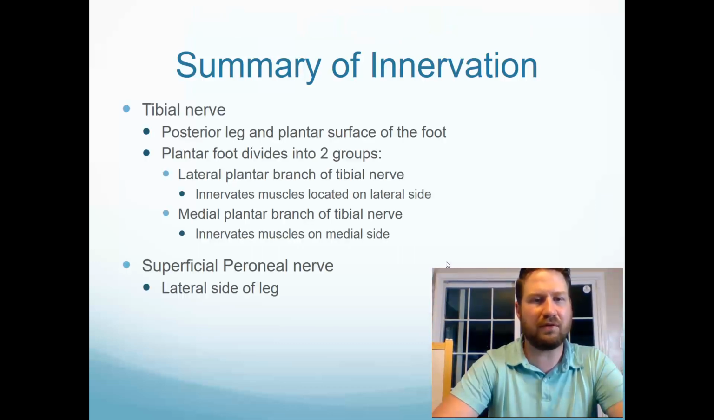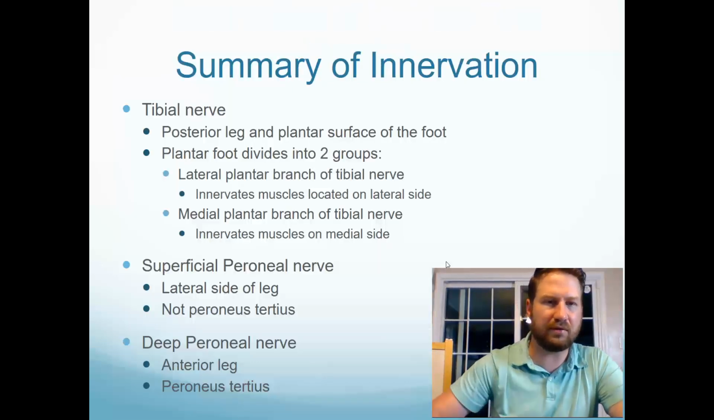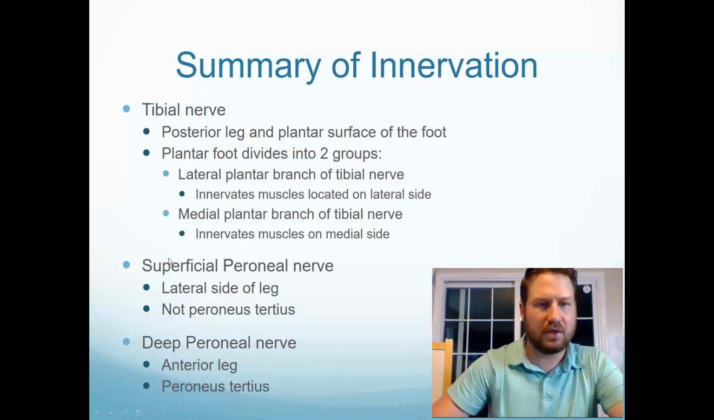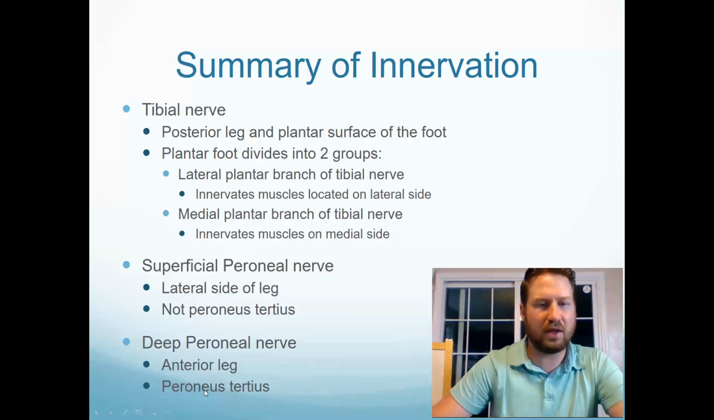So our tibial nerve, we have pretty much 3 nerves that innervate our leg: our tibial nerve, superficial peroneal nerve, and our deep peroneal nerve. Our tibial nerve does everything in our posterior leg and plantar surface of the foot, where our superficial peroneal nerve does our lateral side of the leg, and our deep peroneal nerve does our anterior leg and our fibularis tertius or peroneus tertius.